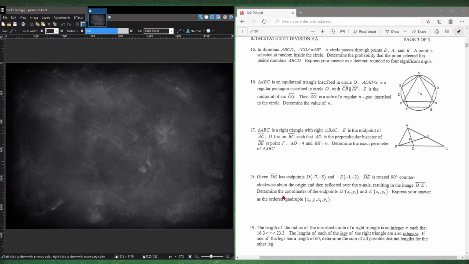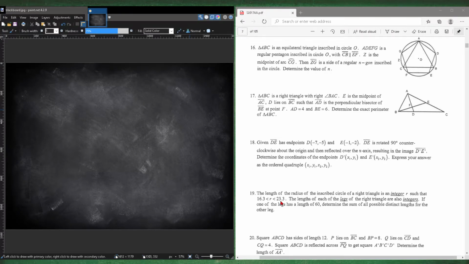Okay, question 19. The length of the radius of an inscribed circle of a right triangle is an integer r such that r is between 16.3 and 23.3. The lengths of each of the legs of the right triangle are also integers. If one of the legs has a length of 60, determine the sum of all possible distinct lengths for the other leg. Okay, so I'm just going to draw a general picture.